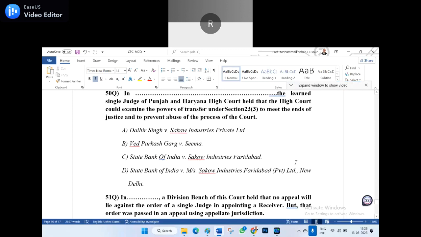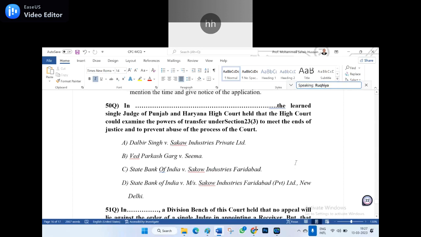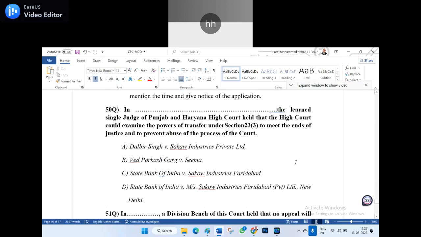State Bank of India versus Mr. Sakova Industry Faridabad Private Limited. It is decided that the learned single judge of the Punjab and Haryana High Court held that the High Court could exercise the powers of transfer under Section 23(3) to meet the ends of justice and to prevent the abuse of the process of the court. That is decided in that case law.